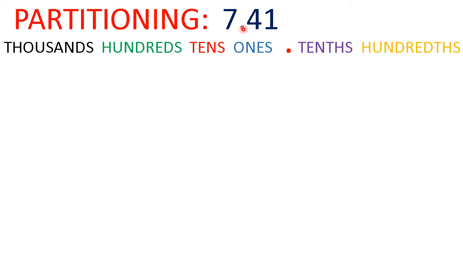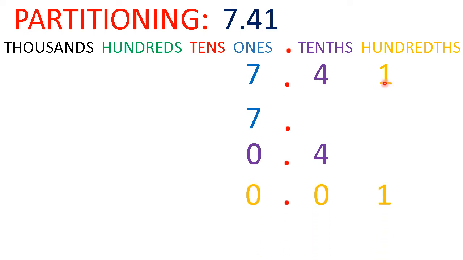7.41. Here we've added an extra decimal position. We have 7 in the ones, 4 in the tenths, and 1 in the hundredths. The value of the 7 is 7. The value of the 4 is 0.4. The value of the 1 is 0.01.